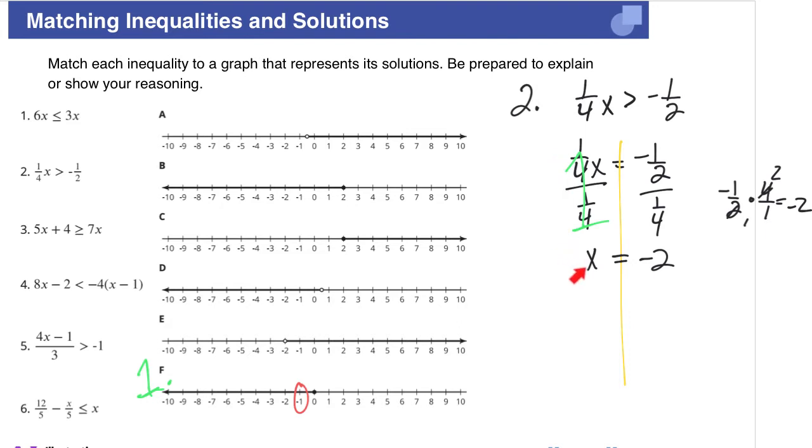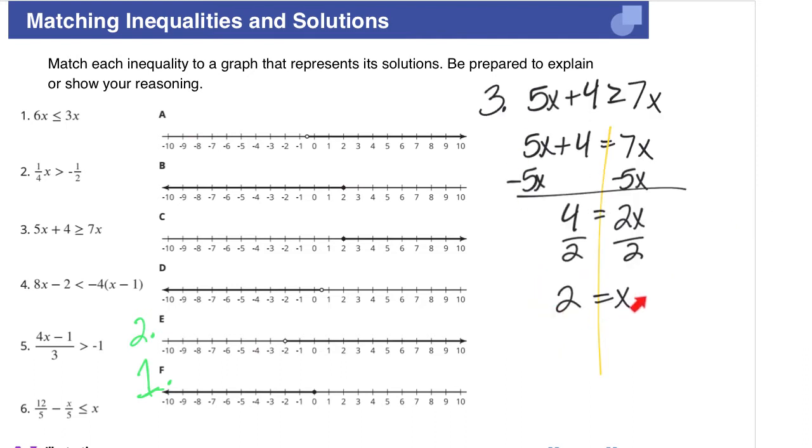When I solved number 2, I got x equals -2 as the boundary, and it looks like E is the only graph with -2 with a dot. So I'm going to test a point that's on that side. I'm going to test 0, plug it in, and see if it works. Here I plugged in 0 for x into the original inequality, and I got 0 is greater than -1/2. And so that does work. And so E matches with number 2.